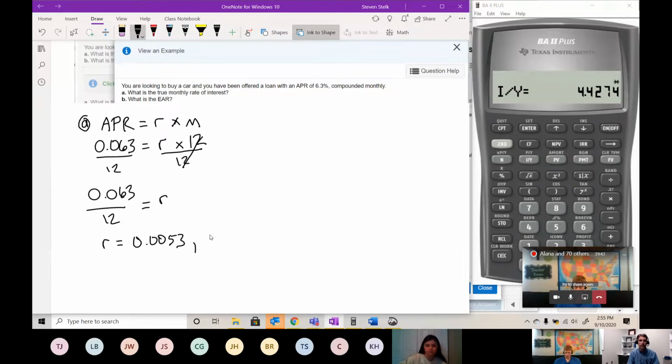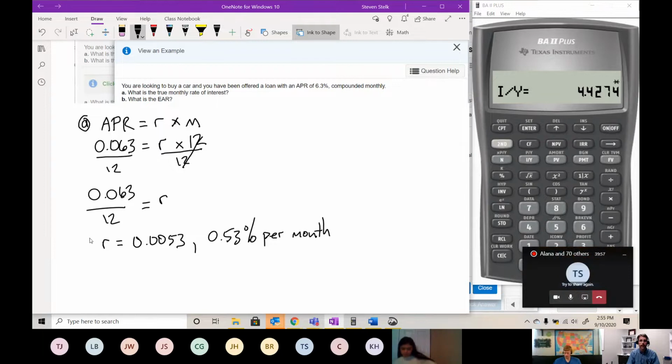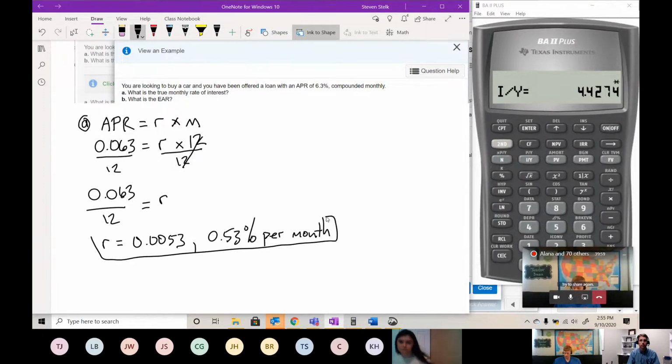Or if we write that as a percentage, it's 0.53%. Okay, and that is per month. And that is the answer to part A. That is the true monthly rate of interest.